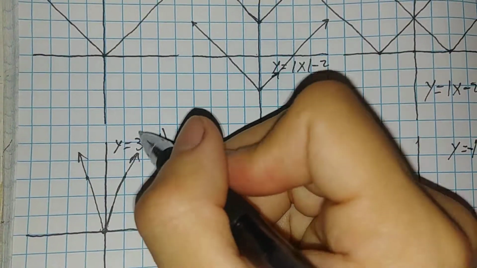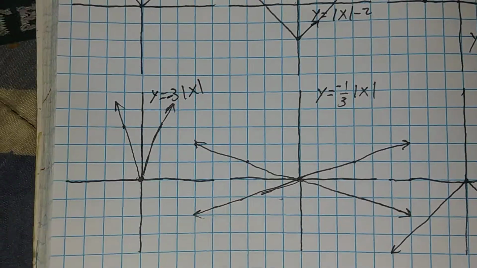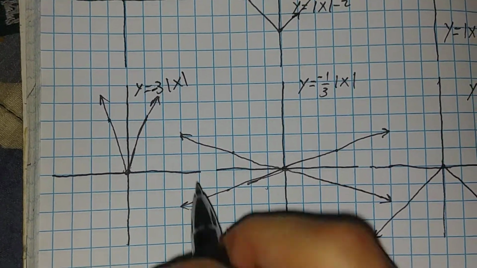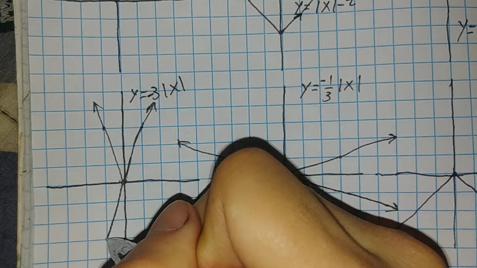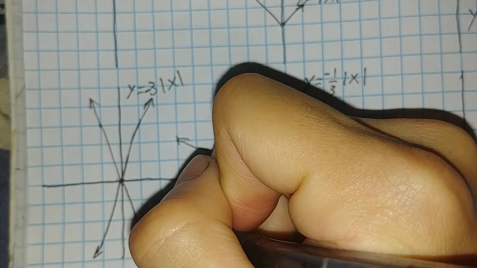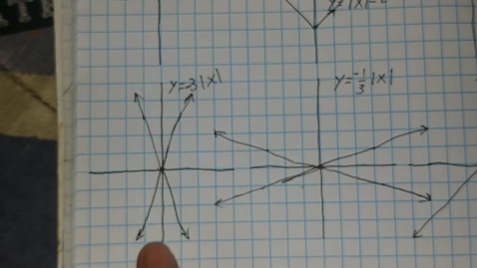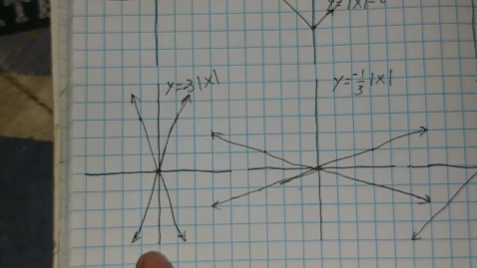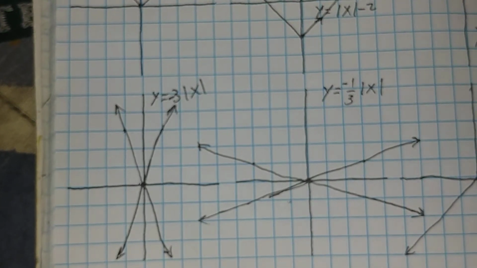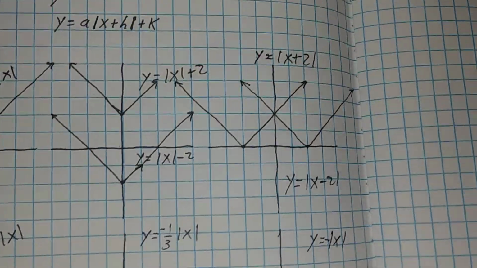But this is both a reflection as well as a stretch. Same thing happened with this. What if this, instead of being +3, it was -3, the absolute value of x? Same thing happens. It flips over. Now this is both a horizontal compression as well as a reflection. And this is pretty much it.